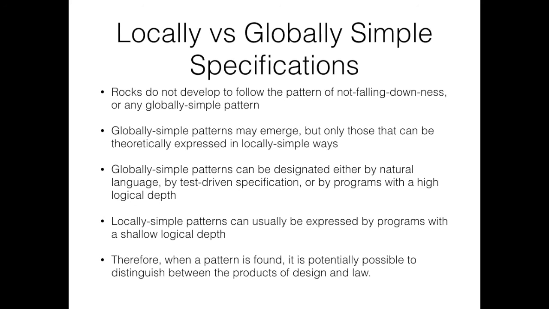Rocks do not follow a pattern such as "not falling downness" or any globally simple pattern. Globally simple patterns may emerge, but only those that can be theoretically expressed in locally simple ways. Globally simple patterns can be designated either by natural language, by test-driven specification, or by programs with a high logical depth. Locally simple patterns can usually be expressed by programs with a shallow logical depth. Therefore, when you find a pattern, it's potentially possible to distinguish between the products of design and law.